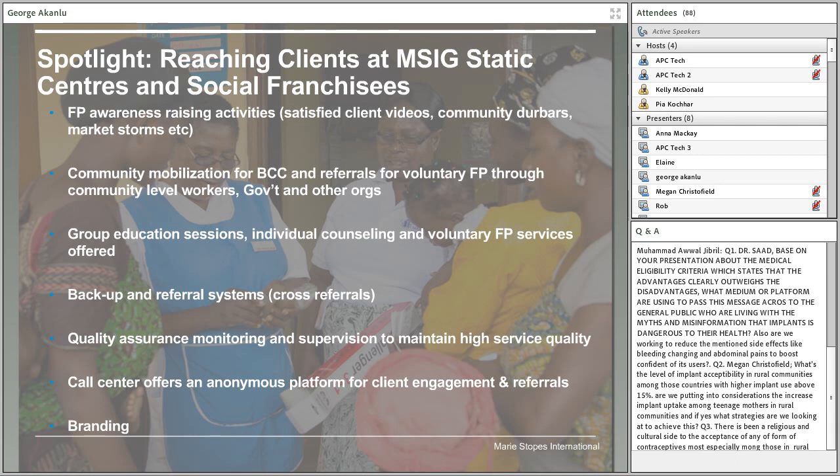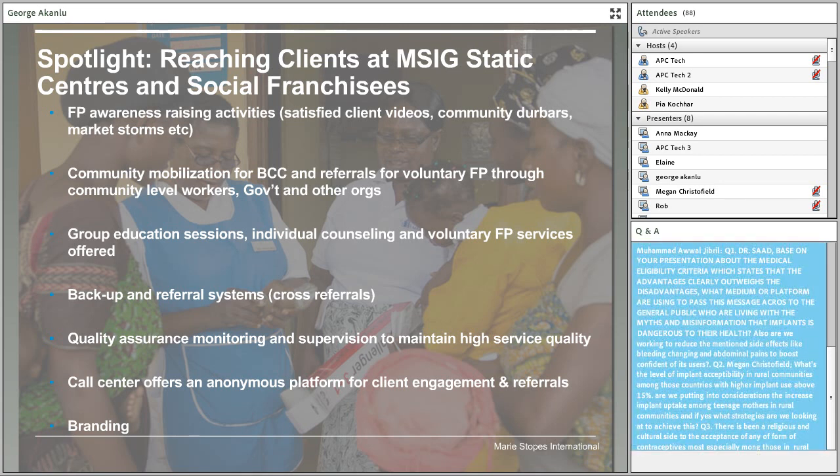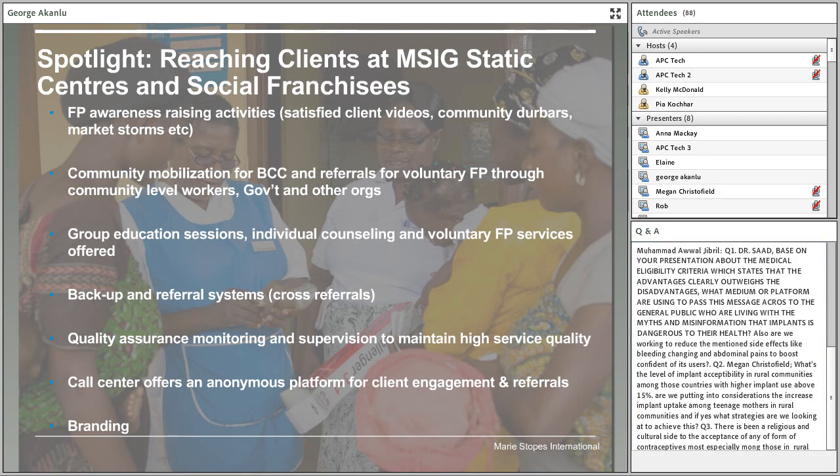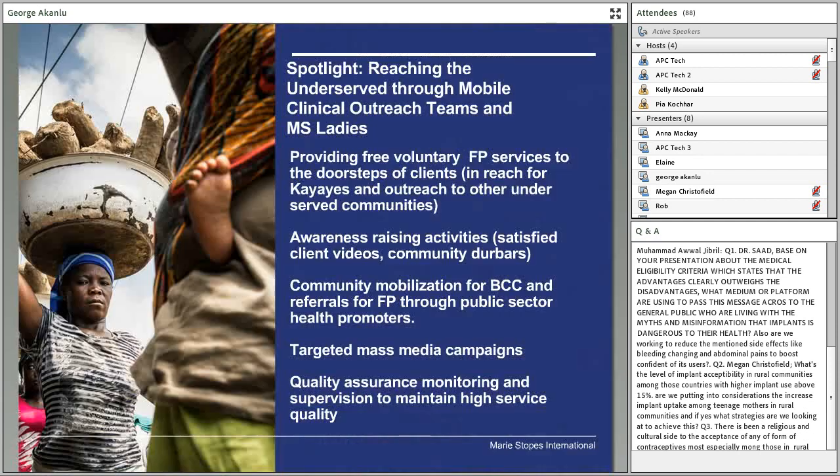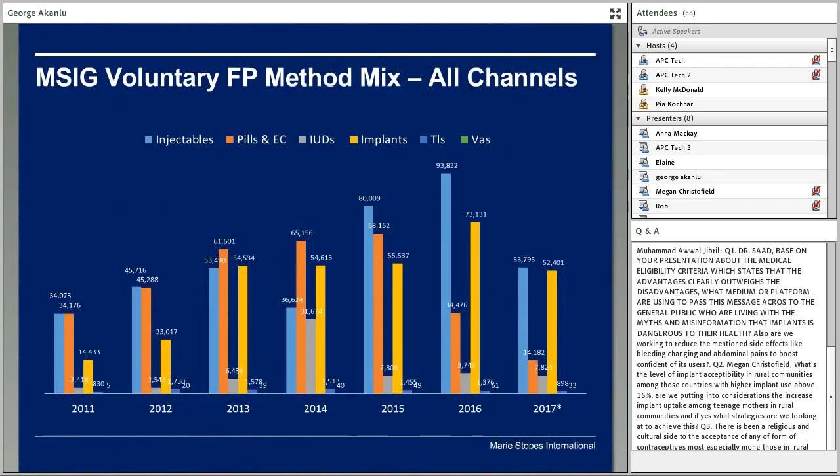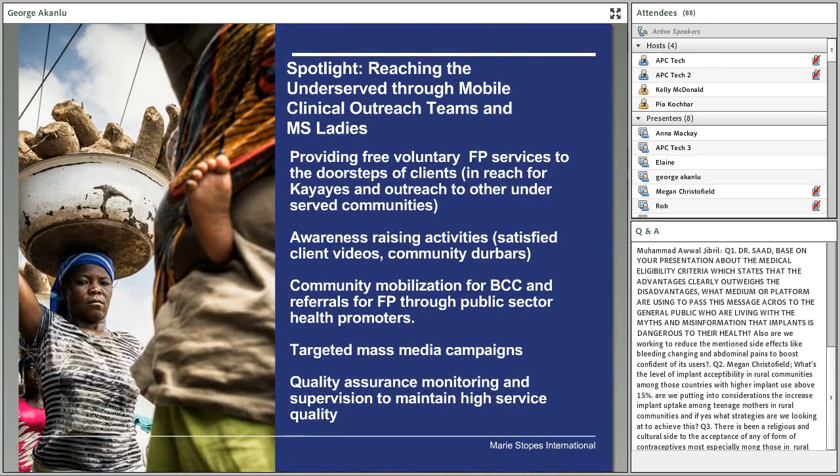We also have what we call the cross-referral system, because if you look at the network of our Bluestar facilities, 130 of them, not all of them provide the full range of family planning services. So for instance, most of the implant services are provided across all these facilities. But the other LAPMs like vasectomies and the rest are not services that are provided across all these facilities.